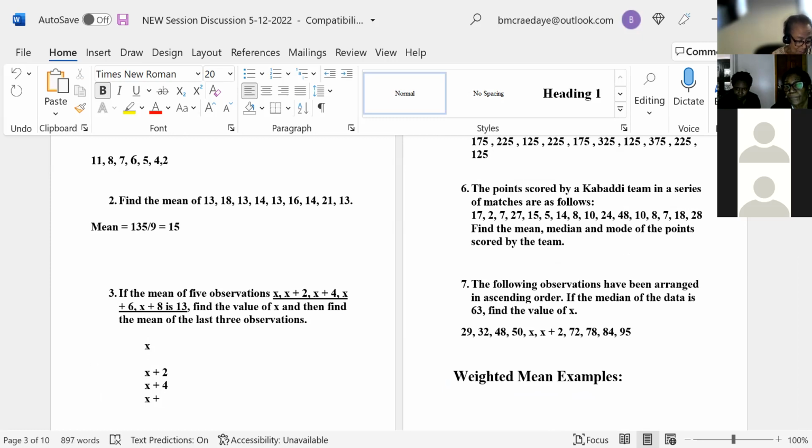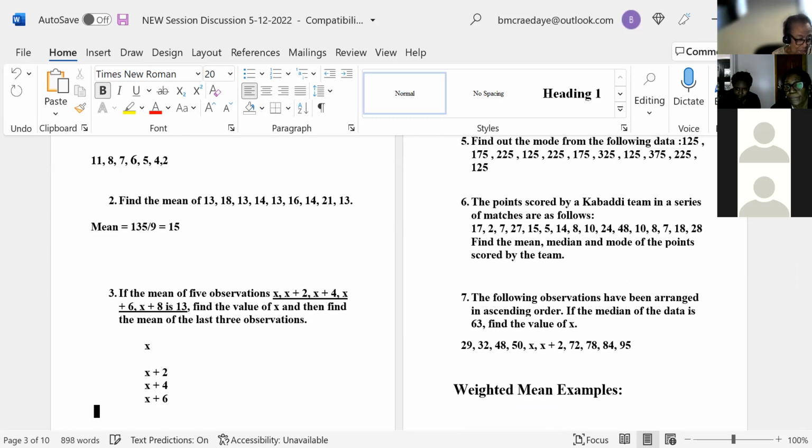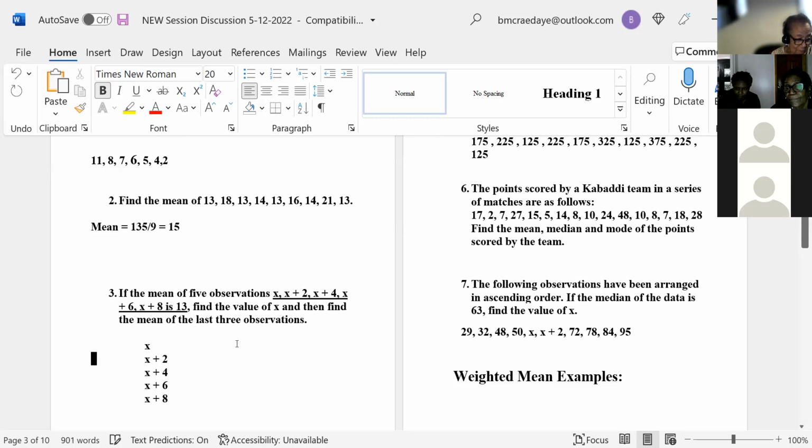And x plus 8. That's right, Maureen. x, x plus 8. Those are your 4 observations or data, right? Those are the things you want to add up. So 1, 2, 3, 4.